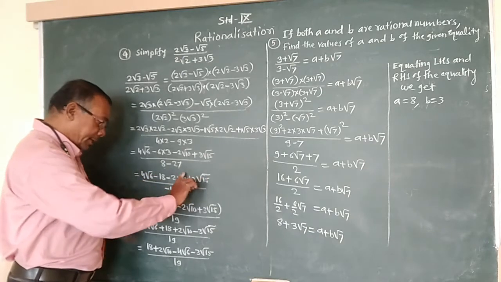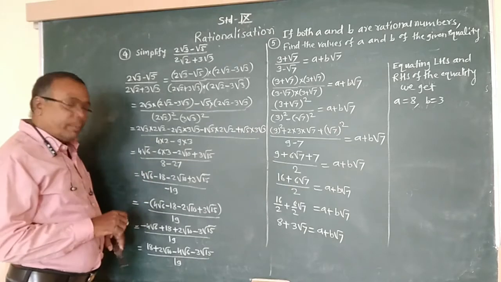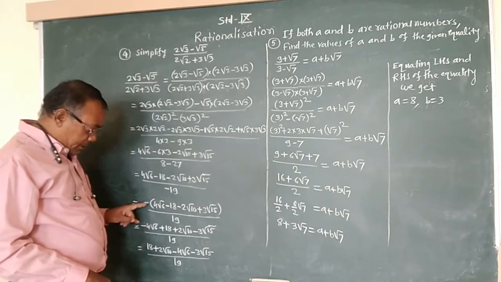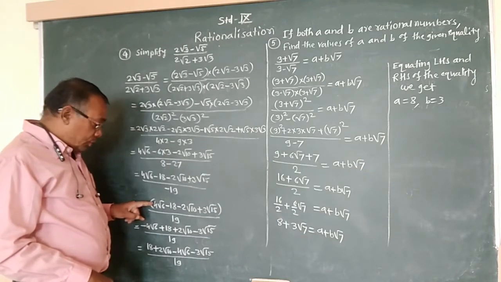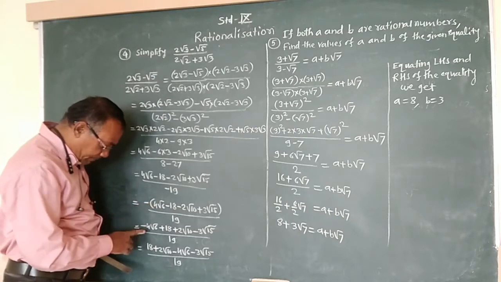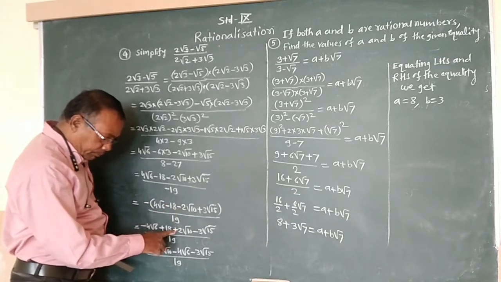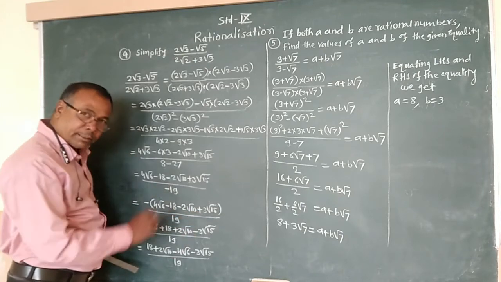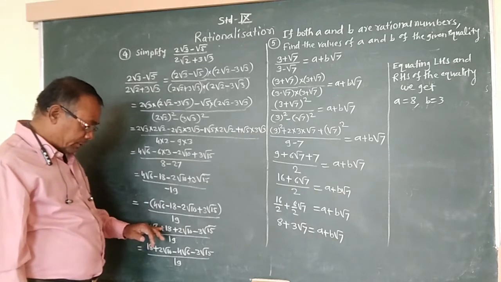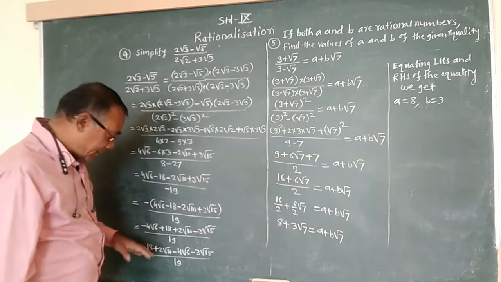And now all these terms I have written in the bracket, and the minus sign is taken to the numerator. If the minus sign is taken to the numerator, then the signs of the inner terms will change. This plus will become minus, this minus will become plus, this minus will become plus, and this plus will become minus. In this way, we get here minus 4 root 6 plus 8 plus 2 root 10 minus 3 root 15 divided by 19.